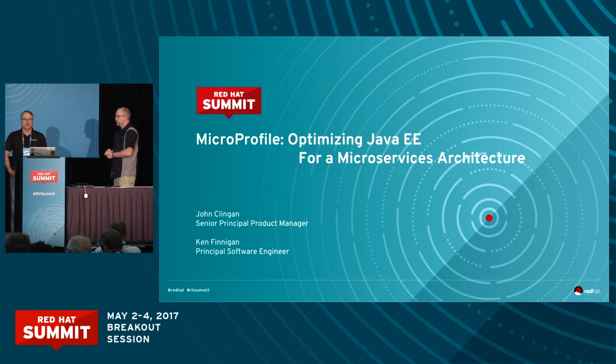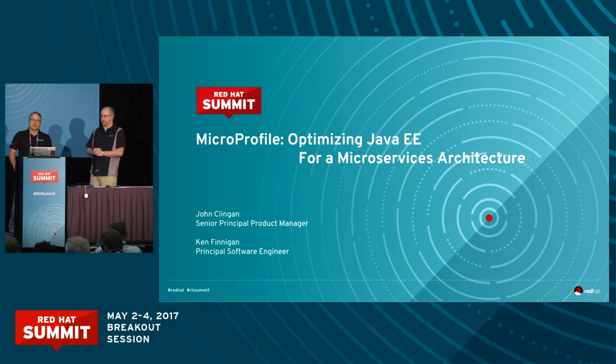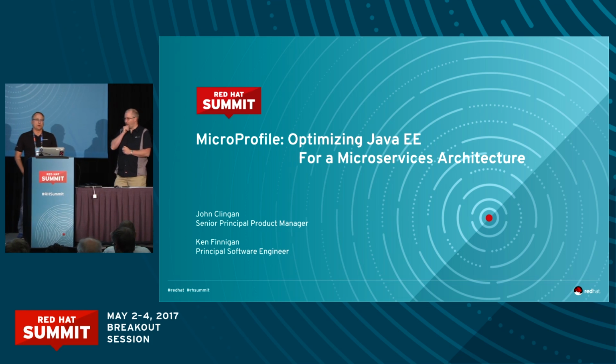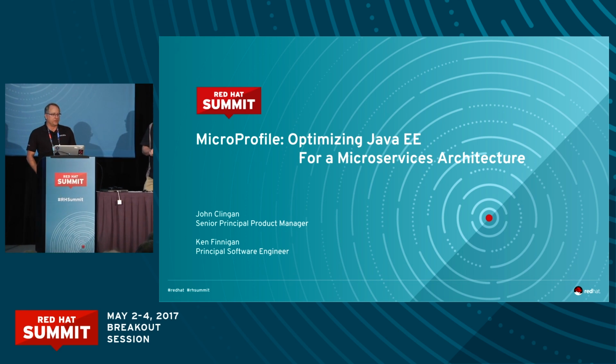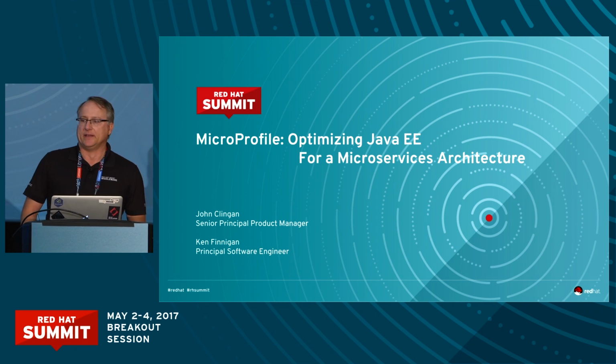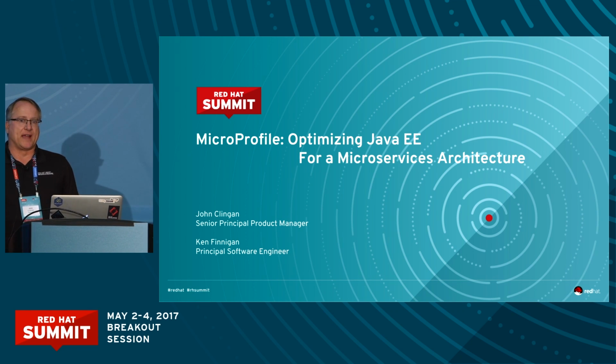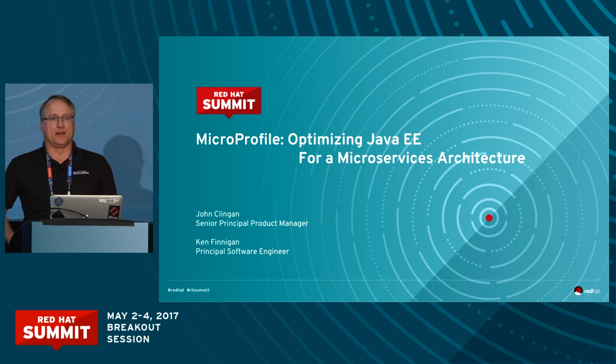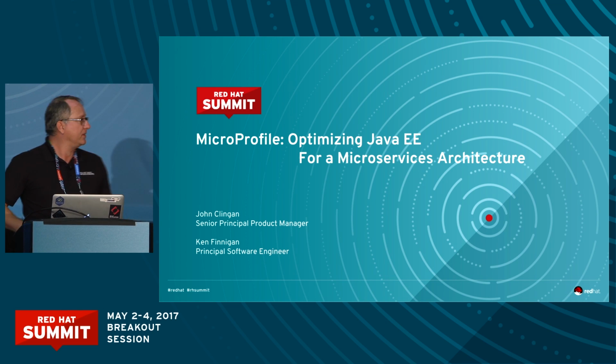My name is John Clingan. I'm a product manager at Red Hat. So I manage some of our new app platforms around WildFly Swarm and Vert.x and so on, along with being pretty active in the MicroProfile community and a long-time Java EE person myself.